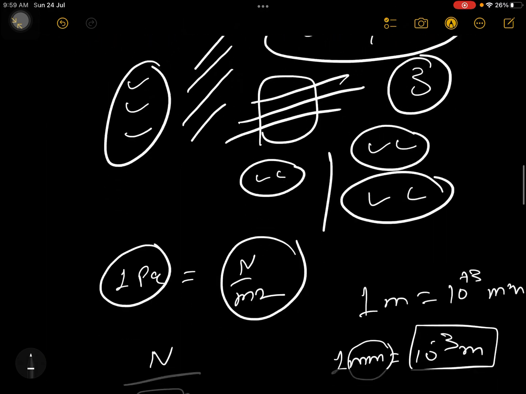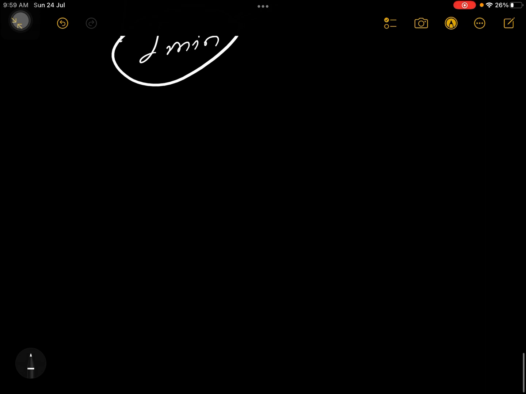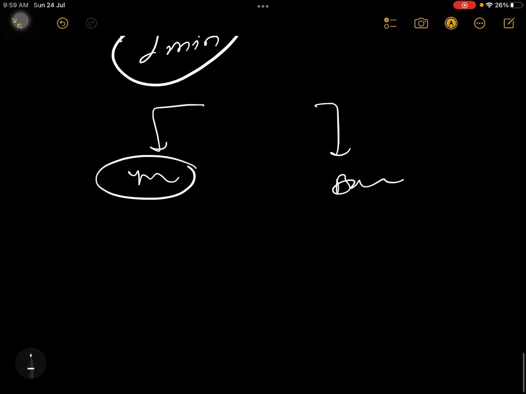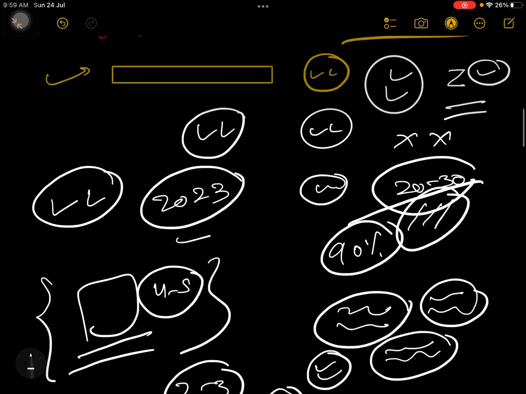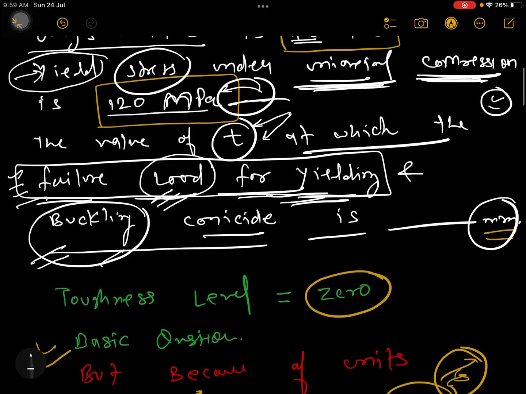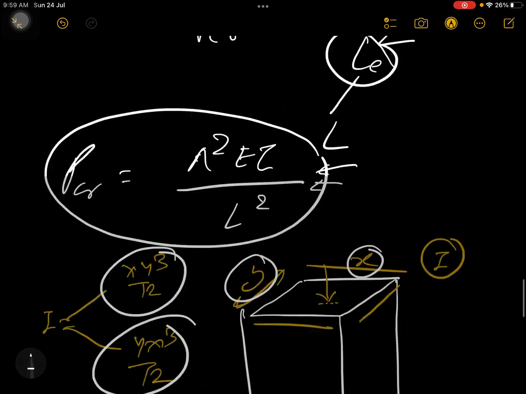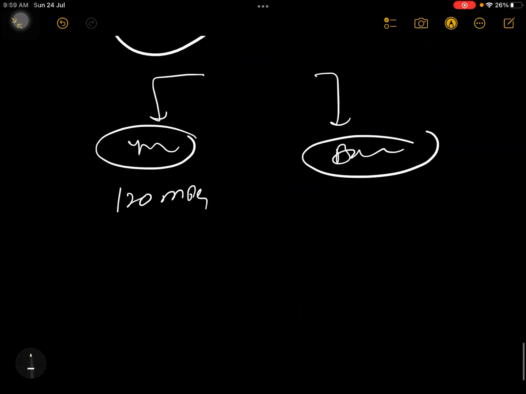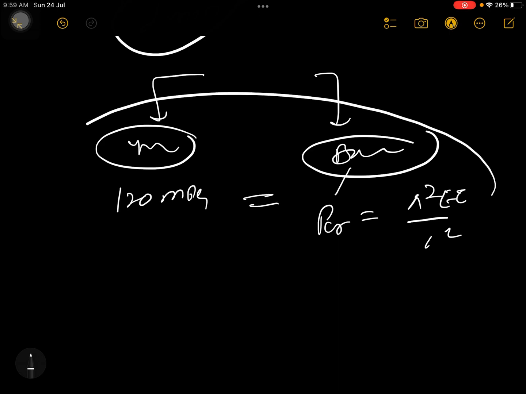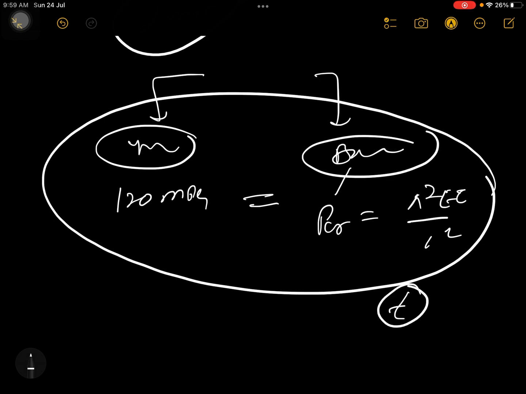Now understand the logic. There is one condition, which is yielding, and another condition, which is buckling. The yielding condition is already given as 120 megapascal. And the buckling condition, you already know, happens at the critical load, which is pi square EI by L square. Now they are saying when both coincide, what will be your T value?